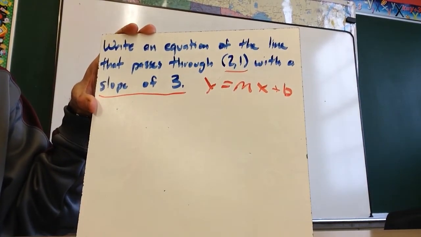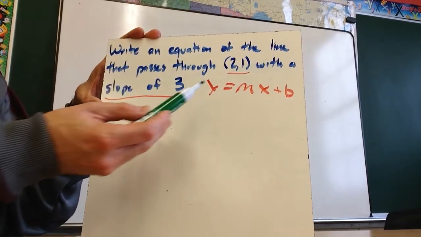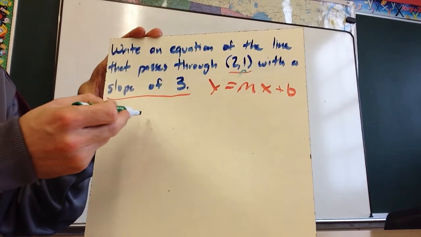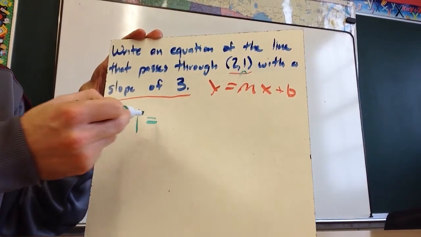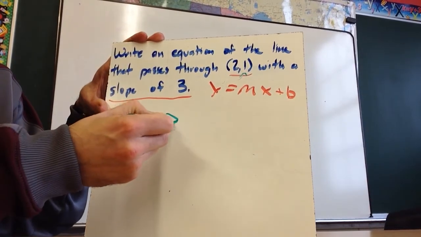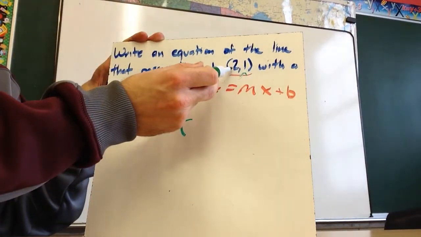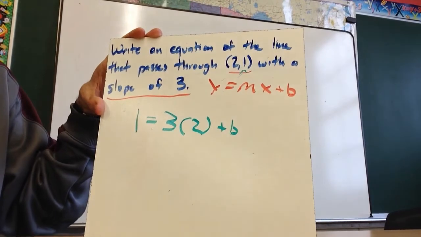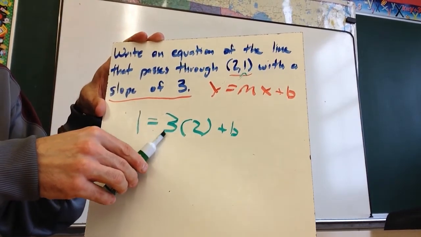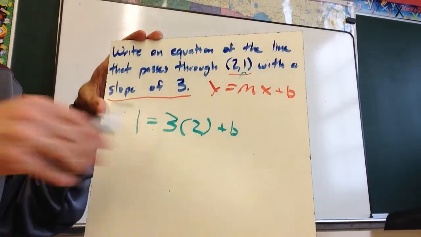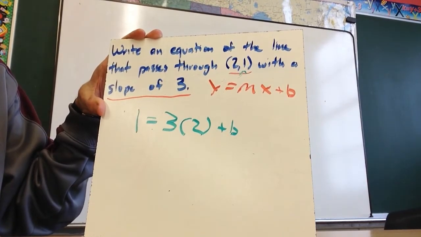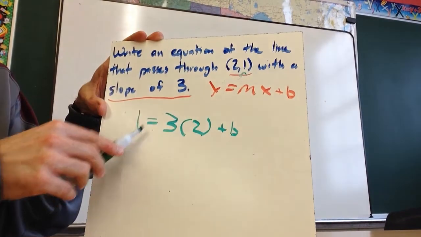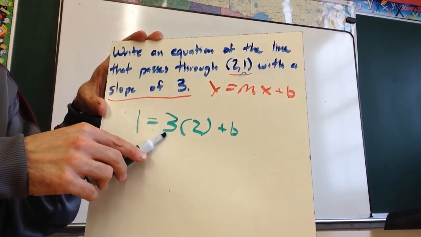So we're going to take these numbers and substitute them into our formula. Remember this is x comma y, so y is that second number. So it's going to be 1 equals m, which is 3, times x, which is 2, plus b. Okay, this is y equals mx plus b. Now I've got to solve for b. Again, 2 is my x, 1 is my y, 3 is my m.